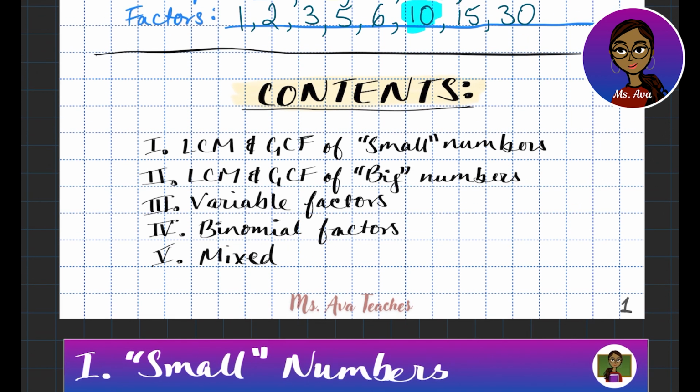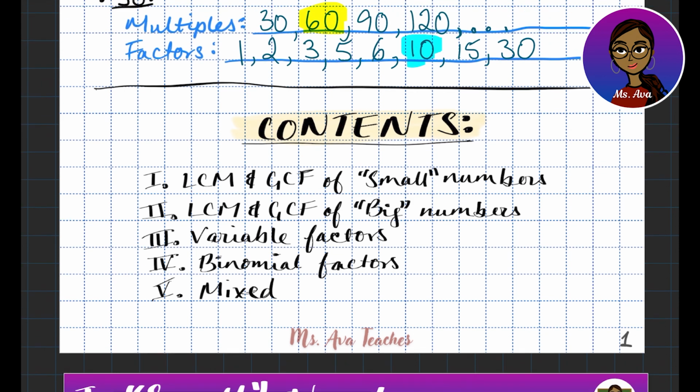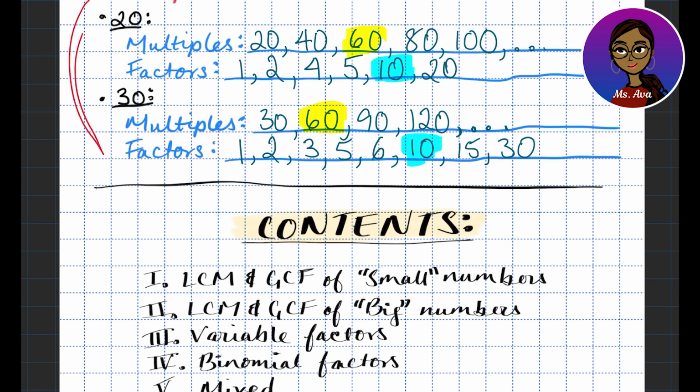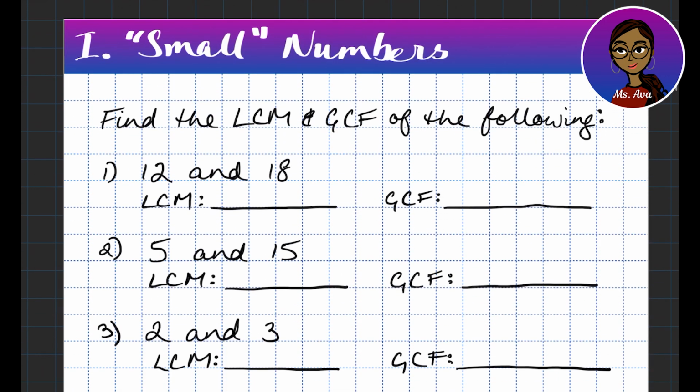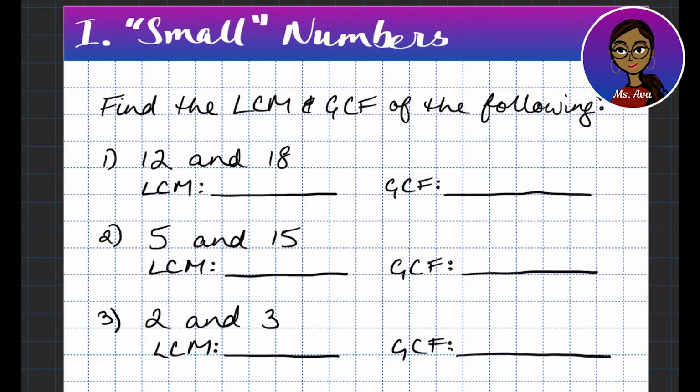So now just to give you an overview, this is what we'll be covering today. First, we're going to look at the LCM and GCF of small numbers, which we've already done. This is very similar to the two problems we just did up here with the 20 and the 30. So it's the same kind of process. And then we're going to look at the LCM and GCF of bigger numbers and how to handle that situation. Then we're going to look at LCM and GCF of variable factors, and then binomial factors, and then finally, there's just going to be some mixed problems. All right, so next one, we're looking at small numbers. Okay, so small numbers.